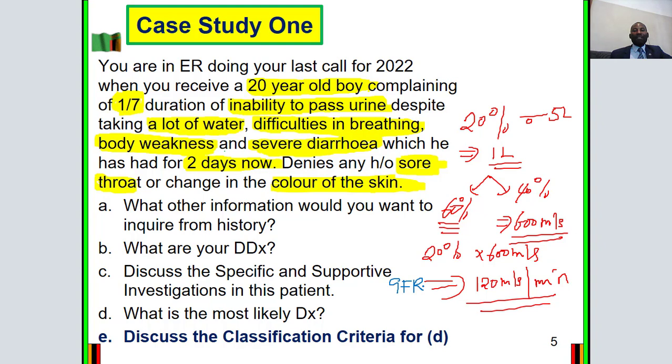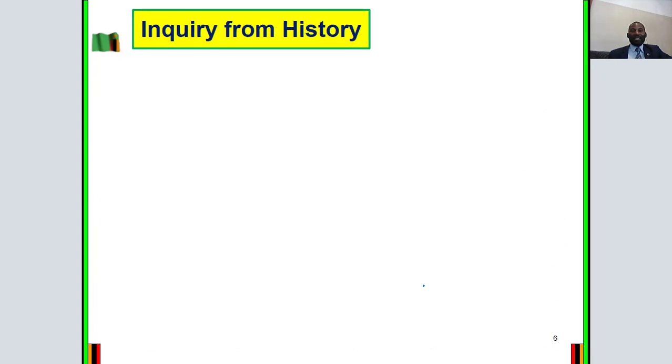Discuss the specific and support investigation in this patient. And that's what we're going to discuss. And D, what's the most likely diagnosis? If you've answered B, even D is straightforward. And E, our main concern, our main tune, our main chorus for today, discuss the classification criteria for D. So for D, that's the most likely diagnosis. Right. Let's proceed now. Let's see.